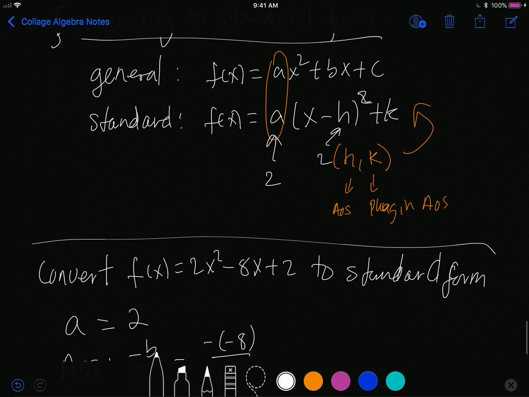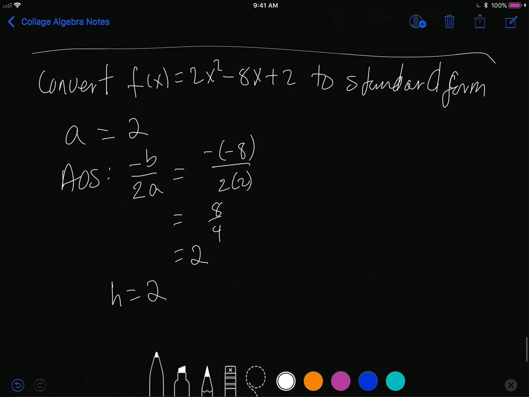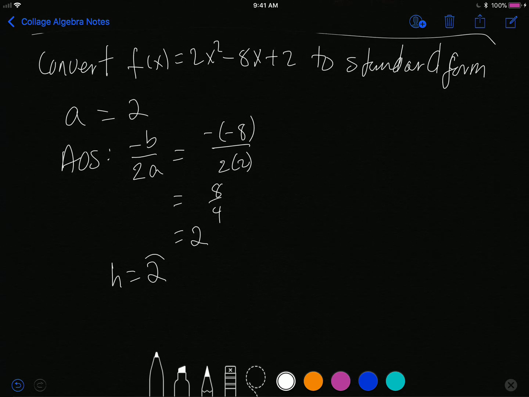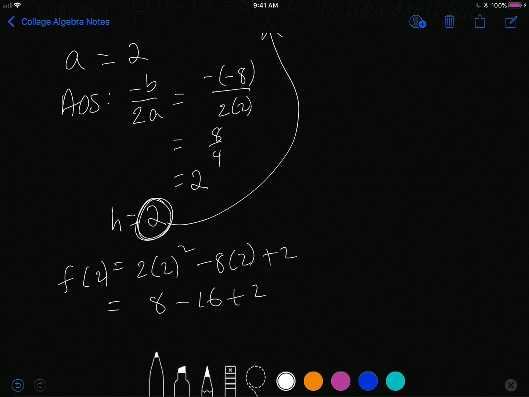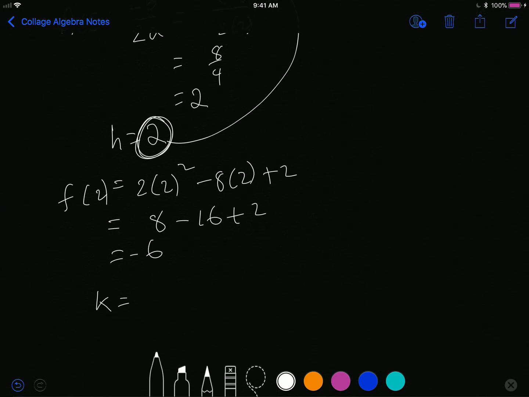Last but not least, I have to find k. And to find k, you just take 2 and plug it into the equation. Just take this right here and plug it in, and that'll give you the y-coordinate of the vertex, which is k. And so I find f of 2, which is a whole bunch of 2's. 2 times 2 squared minus 8 times 2 plus 2. That is equal to 8 minus 16 plus 2, which is equal to negative 6. And now I have k.